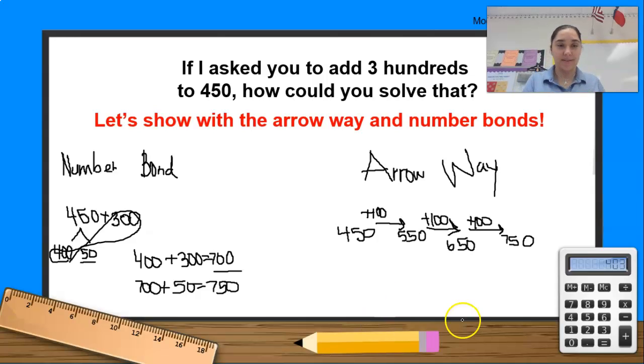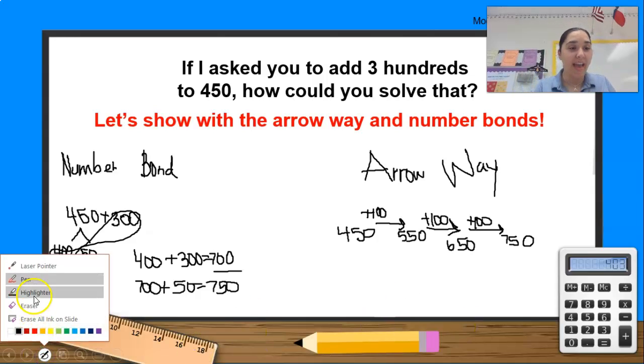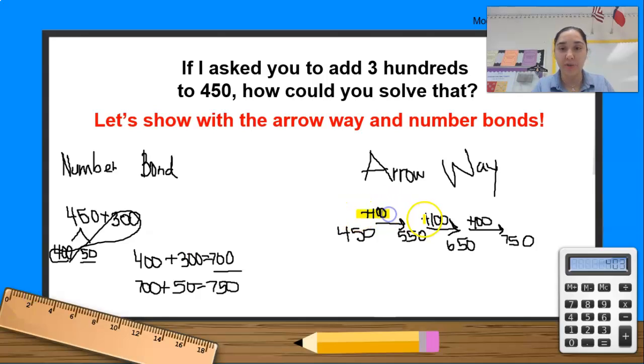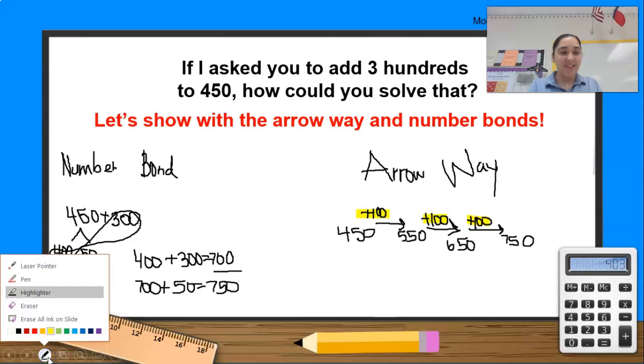Look at this. This 100 plus 100 plus 100 gives me the 300 that I was adding, boys and girls. So, I'm going to tell you a little secret. No matter which way I write it, when I add hundreds to a number, the tens and the ones stay the same. Let me repeat that one more time. No matter which way I write it, when I add hundreds on a number bond, the tens and the ones stay the same.